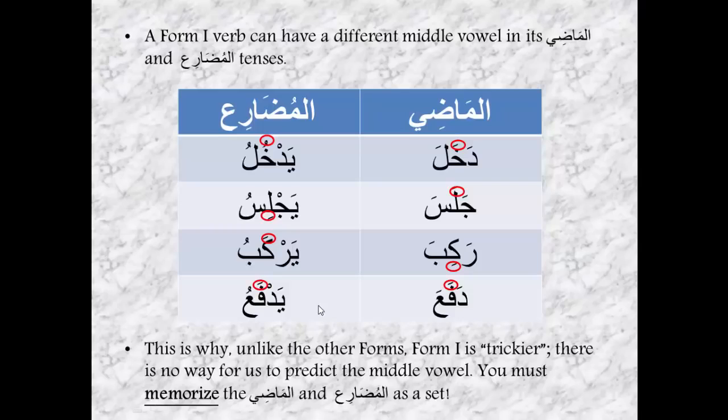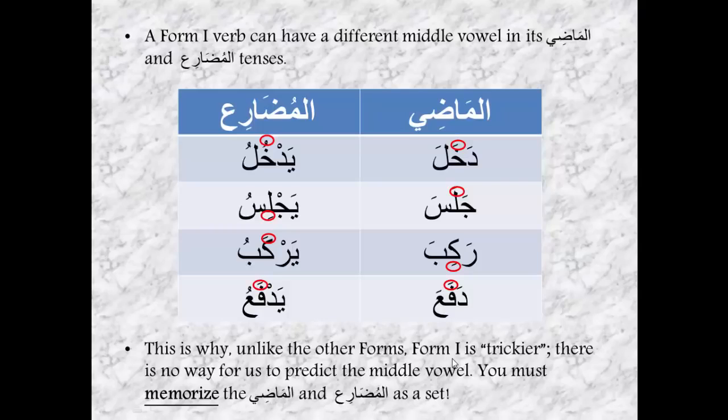Takeaway message is the fact that the middle vowel cannot be predicted. So just because you know that dakhala has a fatha as the middle vowel in the madi, that tells us nothing about what the middle vowel could be in the present tense. Dakhala yadkhul. It could also be the same. Dafa'a yadfa'. There's no way for us to know. And this is why, unlike the other forms, Form 1 is trickier. There is no way for us to predict the middle vowel.